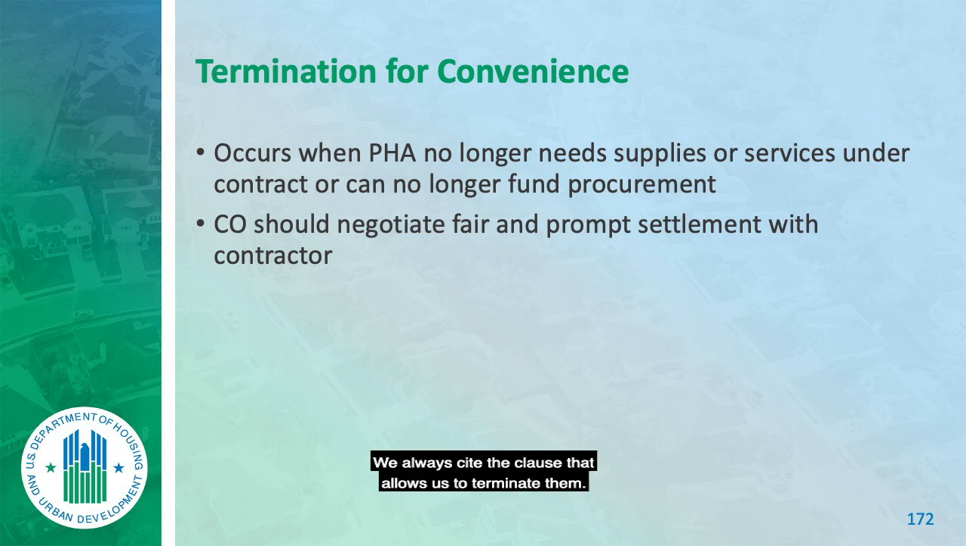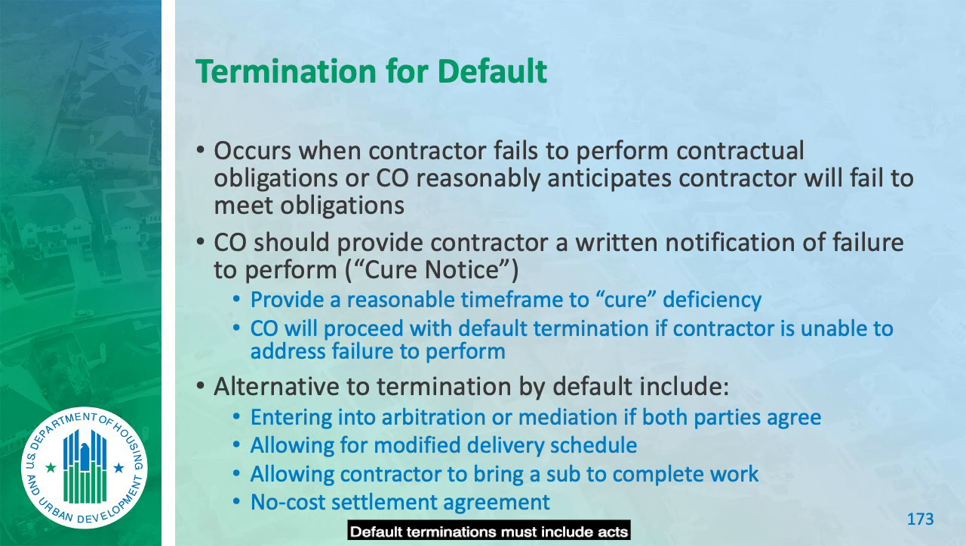Termination notice. We always cite the clause that allows us to terminate them. We tell them whether it's been partial or full, because sometimes we terminate a portion of the project and not the entire thing. Default terminations must include acts or omissions constituting default and tell them their appeal rights. But by then, we've already sent them notices to cure. Are you with me? And we can make references to those notices to cure.